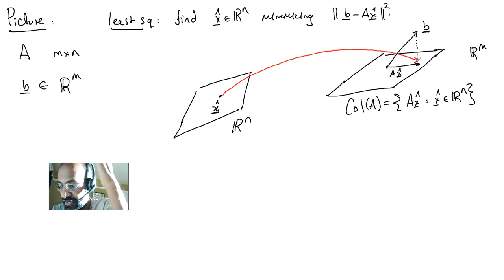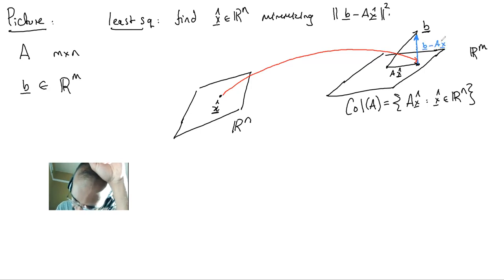Okay, so that's the picture I associate with this. And this dotted line is equal to B minus Ax hat. Maybe that arrow isn't necessary. Let me make it a different color. I've already used red, so let me make it blue. So this blue vector is B minus AX hat.